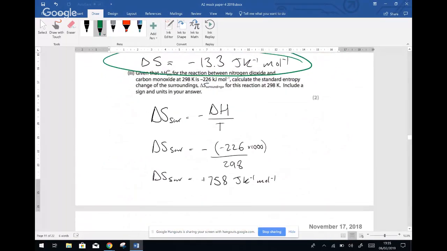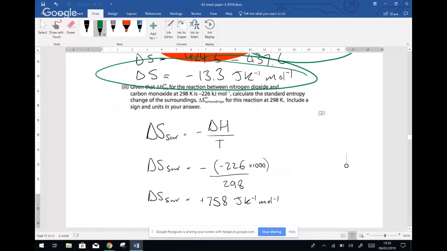Next. Okay, given that the enthalpy at 298 for the reaction between nitrogen and oxygen is this, calculate the standard enthalpy change for the surroundings, run it through. This is just another straightforward one using your numbers.